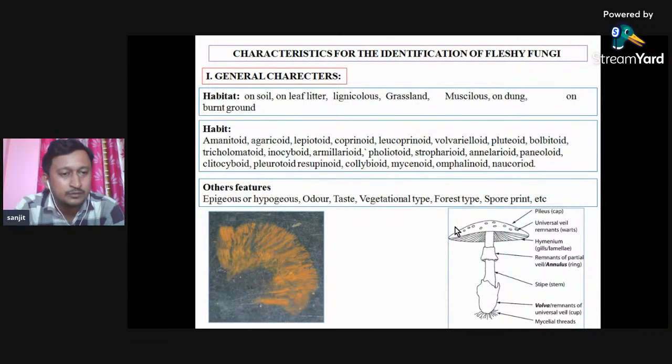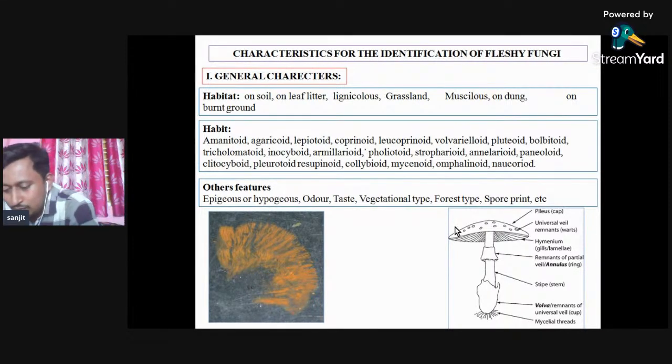These are amanitoid, which belongs to the group of Amanita mushrooms. Agaricoid means Agaricus type of mushroom. Lepiotoid means Lepiota group of mushroom. Coprinoid means Coprinus group of mushroom, etc. Other features are epigeous or hypogeous. Epigeous means mushrooms that grow above the ground, and hypogeous means mushrooms that grow under the ground.